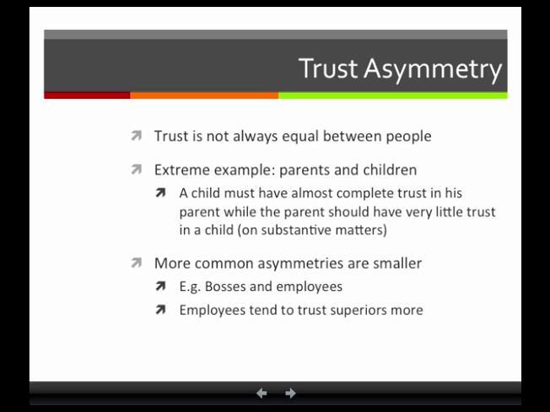More common asymmetries tend to be smaller than this. For example, bosses and employees. Employees tend to have more trust in their bosses than their bosses have in them. And that emerges in a lot of surveys. So trust does not have to be the same. Sometimes it is, but it doesn't always have to be like that.